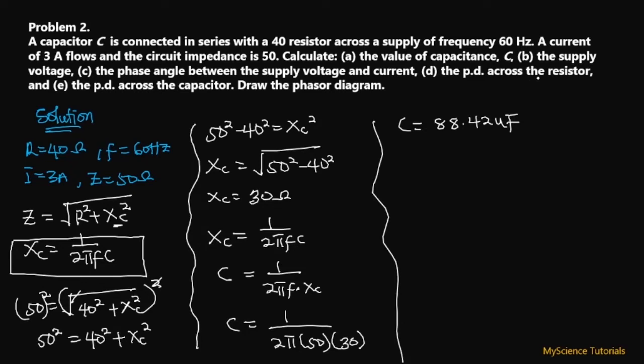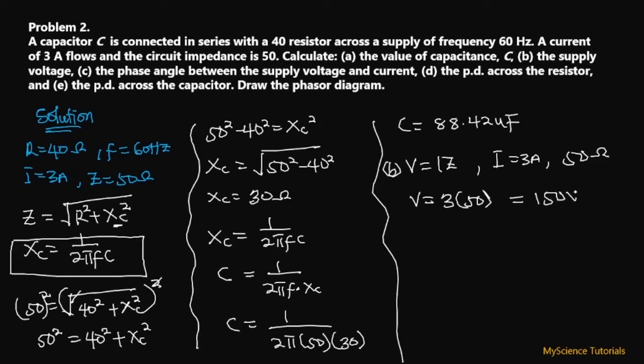Now part B is asking us to find the supply voltage. All right, so we know that V is equal to IZ. We've been told that the current is 3 amperes, and the impedance given to us in the question is 50 ohms. So this is pretty easy. We know V is equal to 3, which is the current, multiplied by 50, which is the impedance. So this will give us 150 volts as our answer.